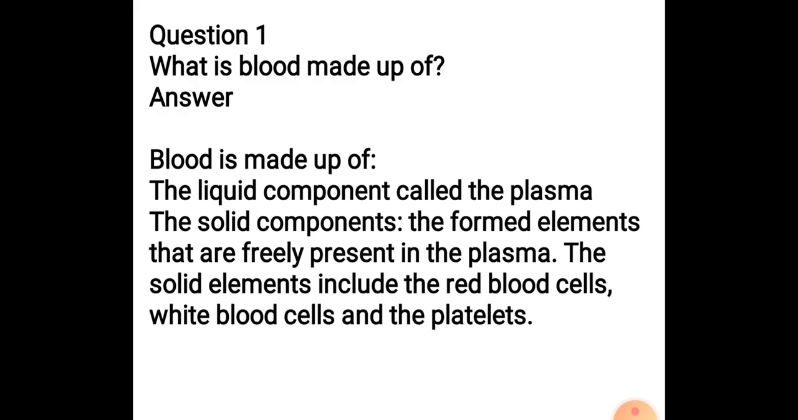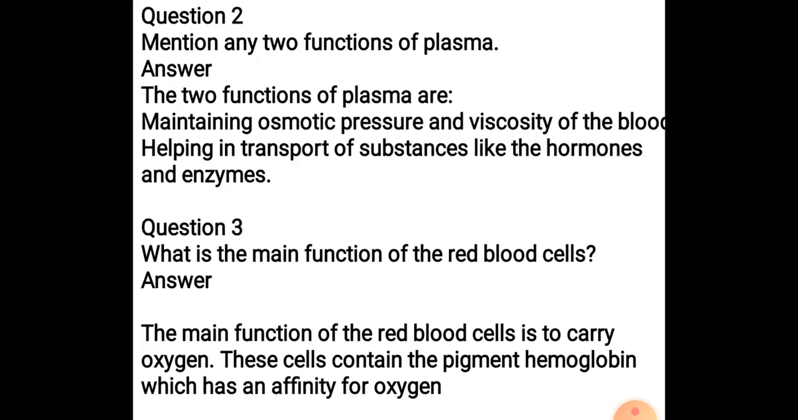So blood is composed of two types of component: the liquid component, which we call plasma, and the solid components, which contain the formed elements, that is your RBCs, WBCs and platelets. And these elements are present freely in the plasma, in the fluid. The solid elements include RBCs, WBCs and platelets.